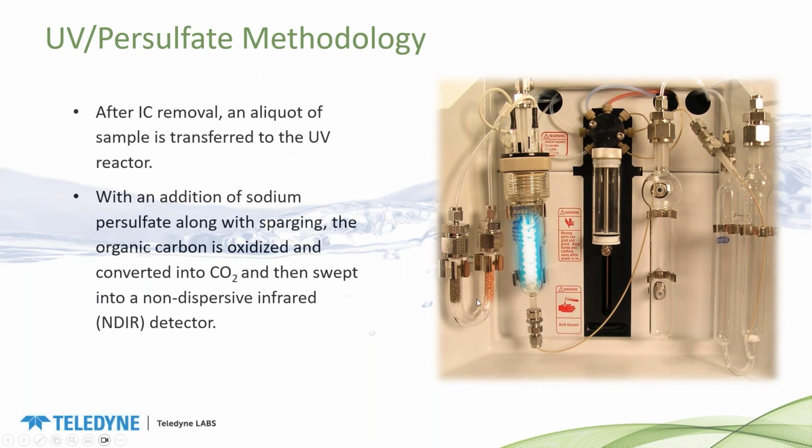After IC removal, an aliquot of the sample is transferred to the UV reactor, where you have your UV lamp, and with the UV light, in addition to sodium persulfate along with sparging, the carbon is oxidized into CO2 and then swept into the detector.